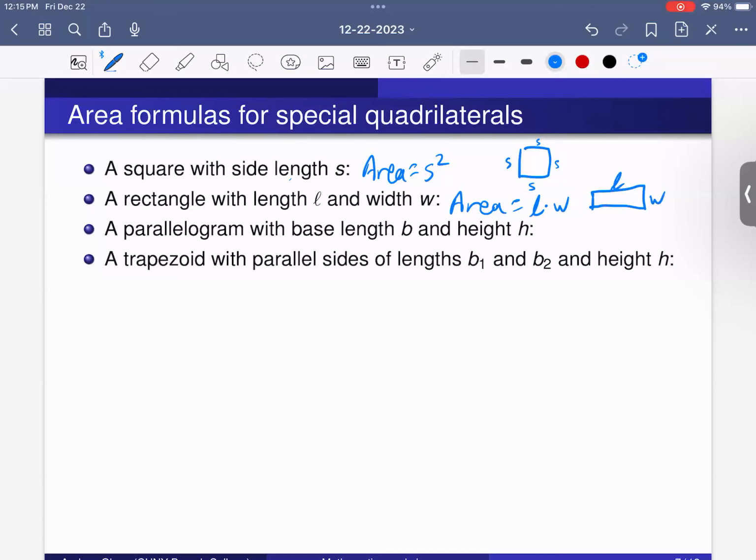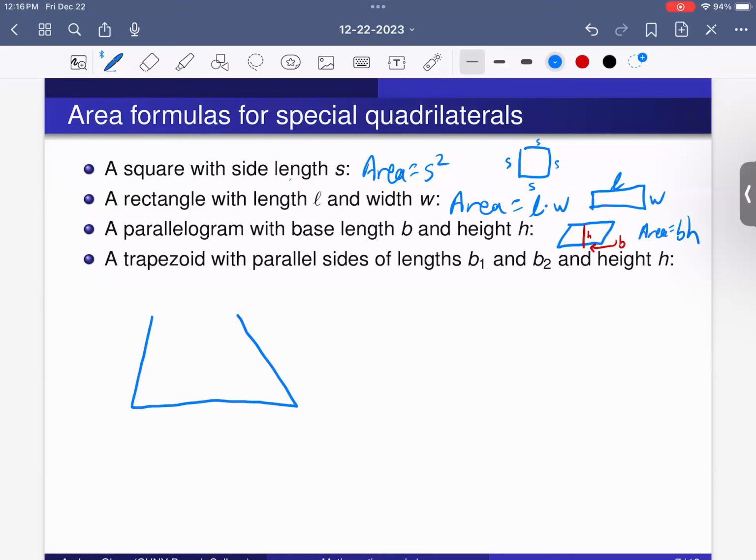A parallelogram with base B and height H. We've already seen this. So if this is the height H and this is the base B, then the area is just equal to base times height. These are all things we've seen, so I'm writing them smaller. And then the trapezoid, I'm going to draw a little bigger because this is somewhat new.